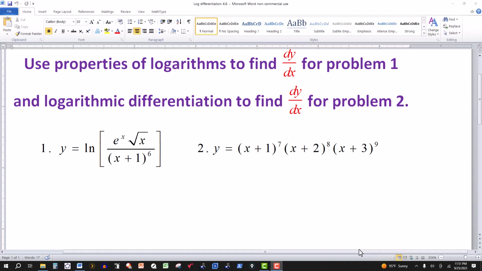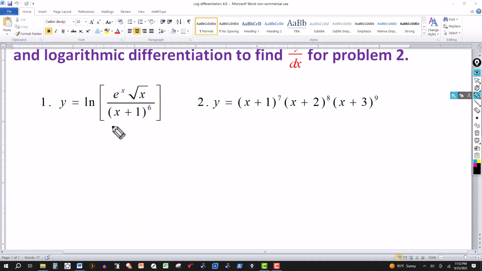In this video, we want to use logarithms to compute the derivative of this first problem, number 1 here. And for number 2, we want to use logarithmic differentiation to find the derivative. So for number 1, if we take the derivative as is, using just your regular formula for the derivative of natural log, we would put this expression in the denominator, and then we would compute the derivative of the expression in the numerator, and then simplify.